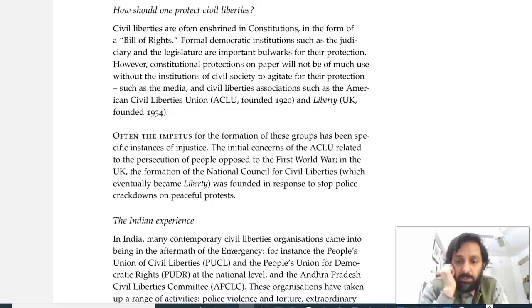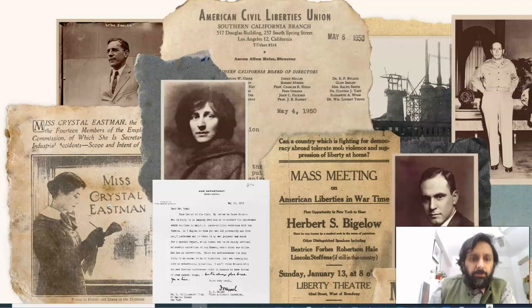Incidentally, both of these organizations had some interest in the Indian experience of colonialism and its aftermath. That's an interesting story that really remains to be told in some detail. That's one reason why it's useful to look at these histories outside India, to see that there's an international or transnational aspect to the protection of these liberties. And different groups arise in different contexts and often in response to specific cases of injustice. So I'm just going to take you to the ACLU page, which talks about the history of the ACLU.